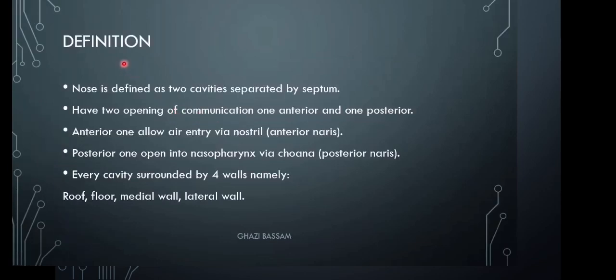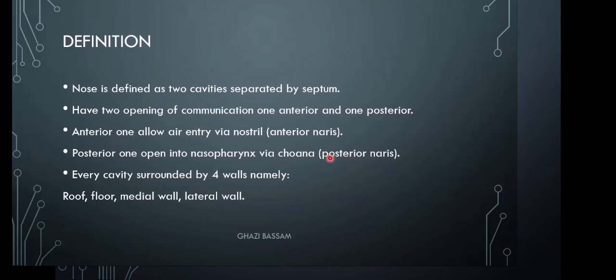Now, as a definition, the nose is defined as two cavities separated by a septum. They have two openings of communication, one anterior and one posterior. The anterior one allows air entry via the nostril, or what we call the anterior nares. The posterior one opens into the nasopharynx via the choanae, or what we call the posterior nares.